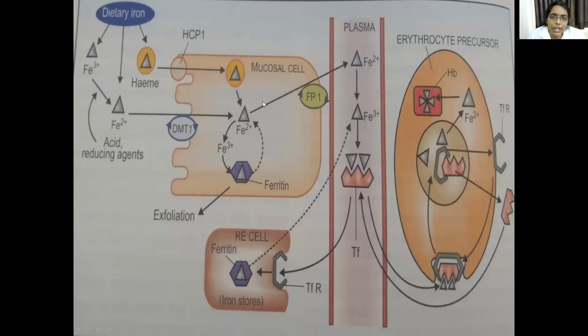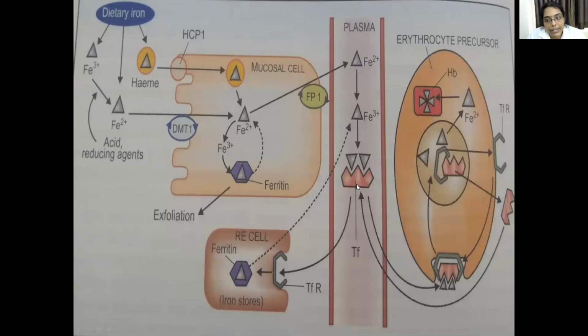So then coming to the transport of iron in the plasma, if iron is in the free form, it is toxic. So here the Fe+2 in the plasma is oxidized to Fe+3, where the Fe+3 binds to a beta globulin called transferrin. So we have two Fe+3 molecules bound to the transferrin protein. So this Fe+3 circulates in the blood along with transferrin.